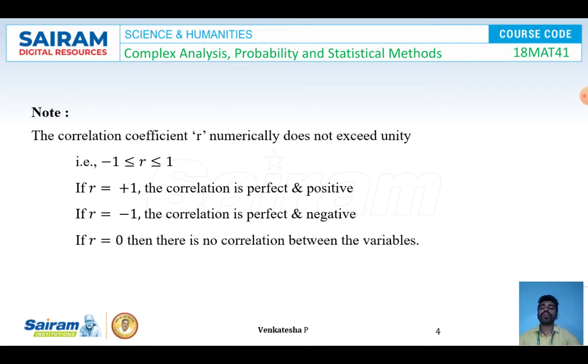A small note on the correlation coefficient. The correlation coefficient r numerically does not exceed unity. It means that the value of r ranges from -1 to +1, given by -1 less than or equal to r less than or equal to +1. If r is equal to +1, then the correlation is perfect and it is positive. If r is equal to -1, the correlation is perfect and it is negative. If r is equal to 0, then there is no correlation between the two variables.